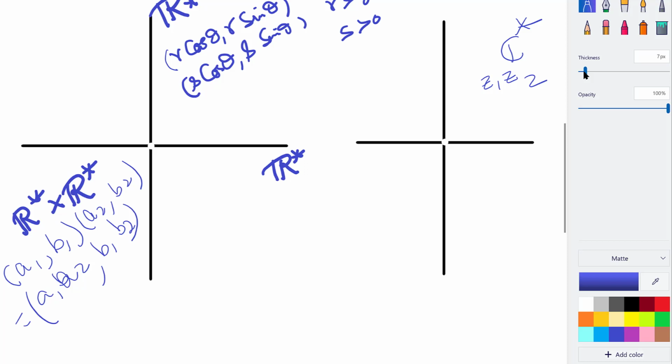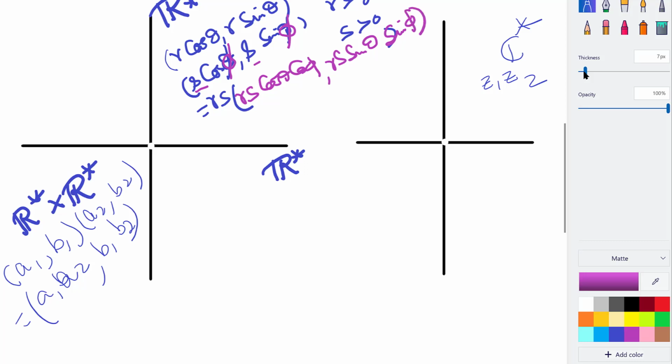Now, if we multiply these two, what will happen? rs will come out as a common factor, and here I should have taken a different angle. I'm sorry. Let me just make it like this. I took a different distance there, but then I forgot. So cosine theta, cosine phi, then rs, sine theta, sine phi, bad handwriting.